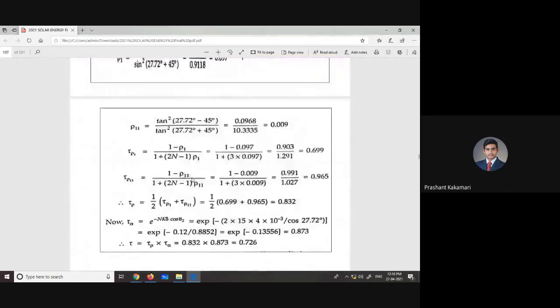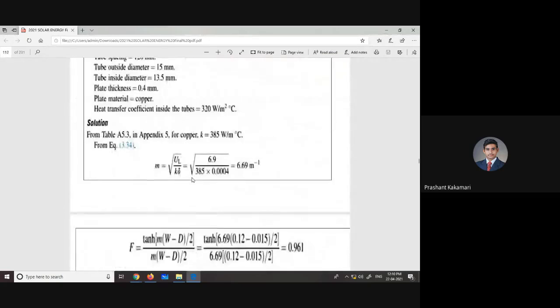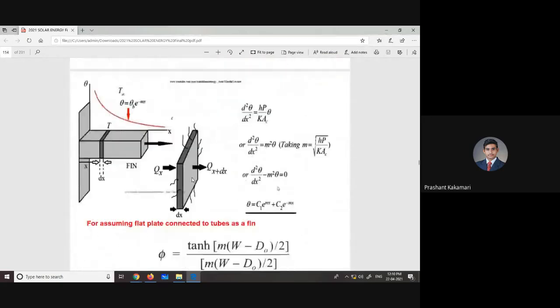One more slide is there. Yes. So for this, you can analyze this pin-fin analysis. As we are going to assume the absorber plate is attached with a side cover or a side insulation, we can assume this absorber plate itself is a fin, so that the equations to find out the effectiveness and the efficiency of the absorber plate will be simple for us. So this plate itself is a fin.